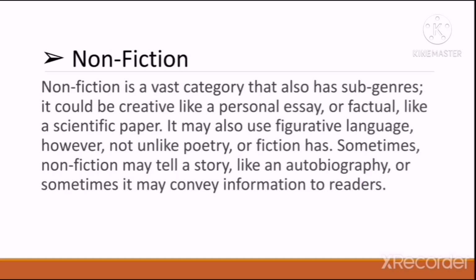And the last one is nonfiction. Nonfiction is a vast category that also has subgenres. It could be creative like a personal essay or factual like a scientific paper. It may also use figurative language, however, not unlike poetry or fiction has. Sometimes, nonfiction may tell a story, like an autobiography, or sometimes it may convey information to readers.